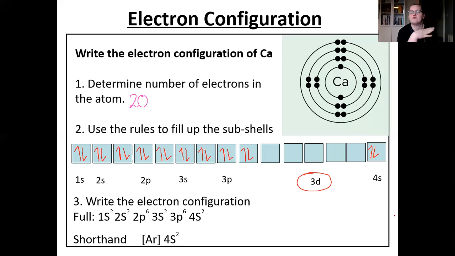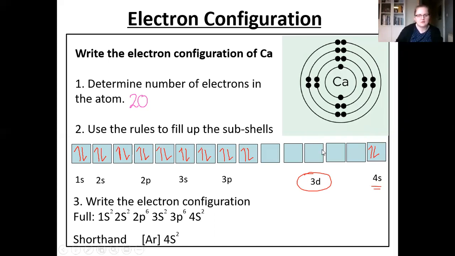We have no more electrons left, so nothing went into 3d, and 3d would have a higher energy level than 4s. In shorthand, the noble gas that comes before calcium is argon, so we would have argon in our square brackets, followed by 4s2. This can come up for loads of different atoms, and you have to fill them in as you go. It's just a process, remembering it. They'll always write 3d before 4s, but you have to remember that 4s is a lower energy level than 3d.